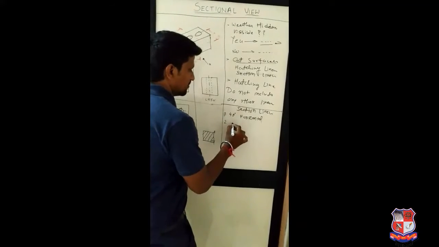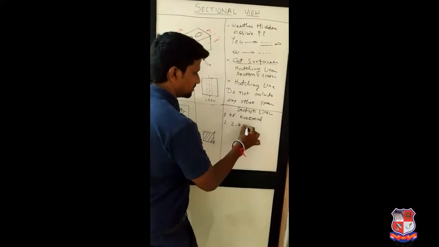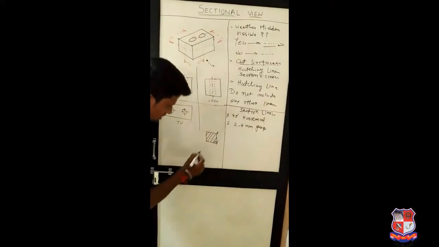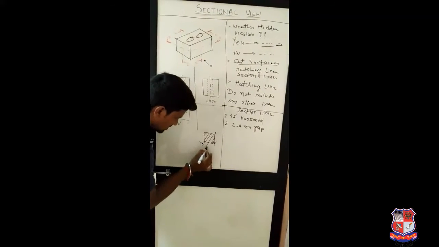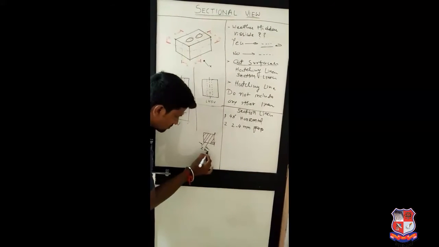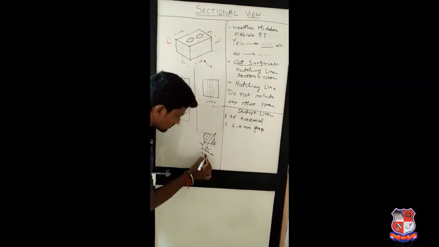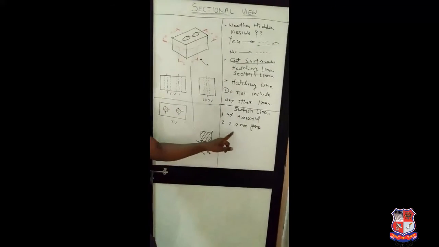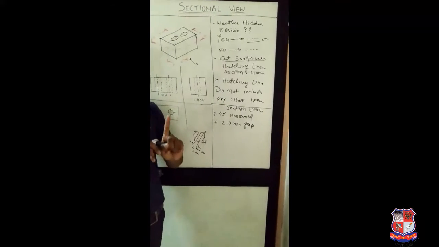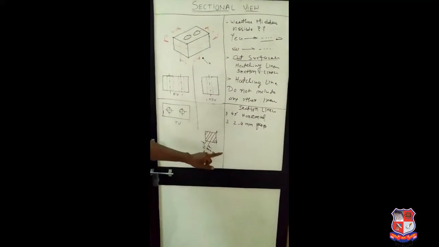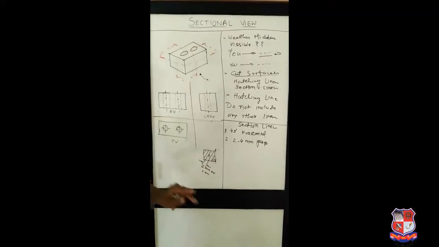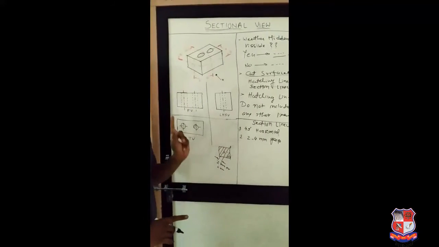Second, maintain a 2 to 4 mm gap between each section line. This gap should be 2 mm or 4 mm. Not less than 2 mm, not more than 4 mm. You need to maintain this gap between each section line, and the gap should be uniform. It won't work if you leave 2 mm here and 4 mm there. That is wrong. If you are maintaining a 2 mm gap, then keep the 2 mm gap throughout.